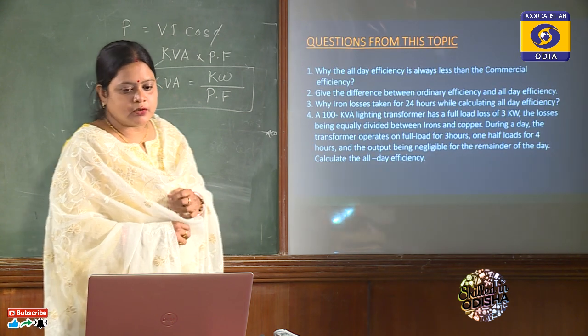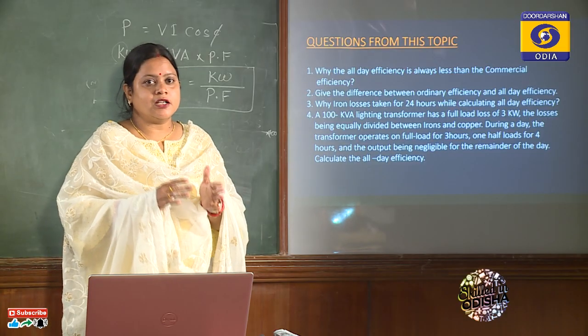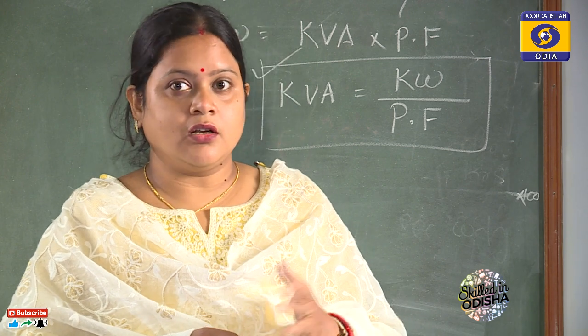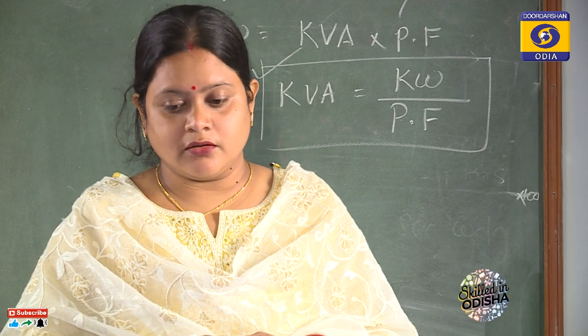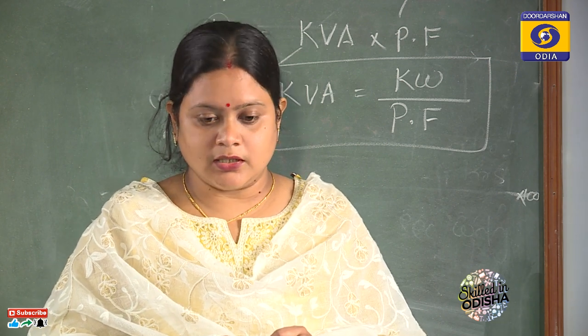Now the questions from this topic are: why is the all day efficiency always less than the commercial efficiency? Why? Because the input is energized for 24 hours, so iron and core loss occurs throughout the day. That is why it is always less than the commercial efficiency.